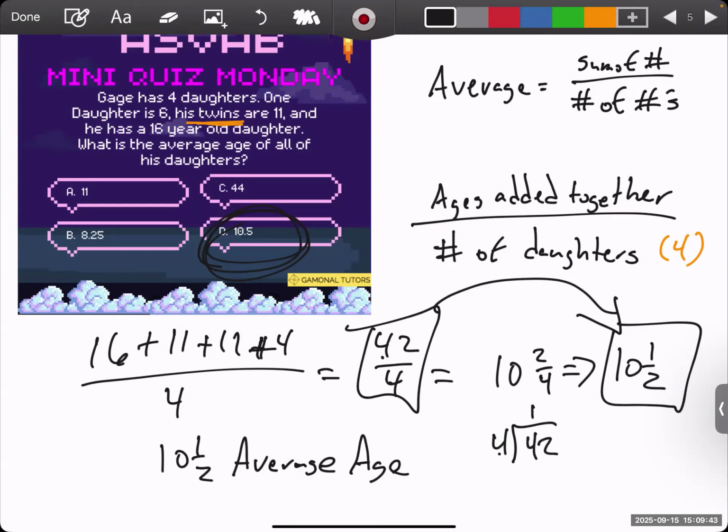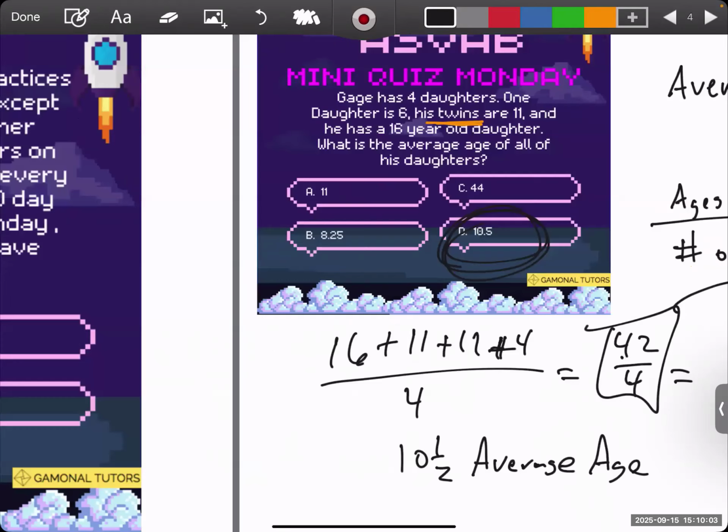4 goes into 4 one time, remainder of 0, bring down the 2, and 4 doesn't fit into 2, so we put 0, and that's where that 10 comes from, with the remainder of 2. And so 10 and 2/4, which of course turns into that 10.5. 2 out of 4 is the same as 1 out of 2. So first question done. Let's move on to the next.